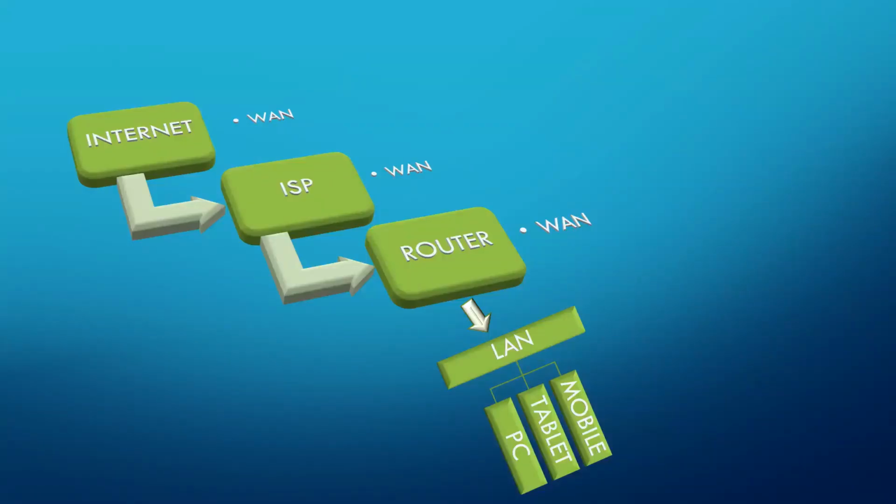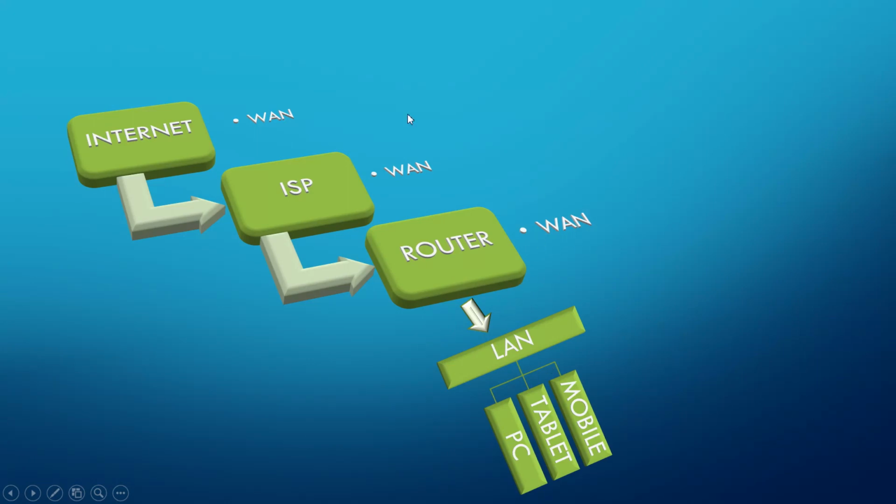So here, as you can see, this is the internet. This is the ISP, which is the internet service provider. It provides us internet access. This is our router, and these are the devices which are connected to this router. The internet gives access to the ISP through WAN, and the ISP gives access to the router through WAN. In the same way, the router gives access to our devices which are connected to this router through LAN.